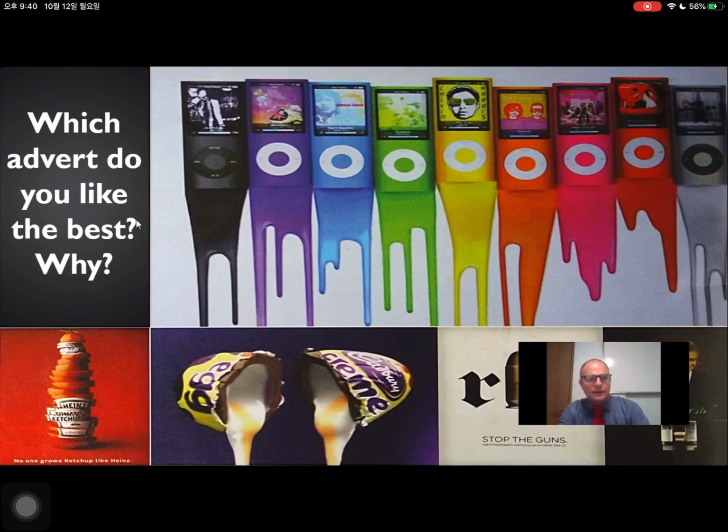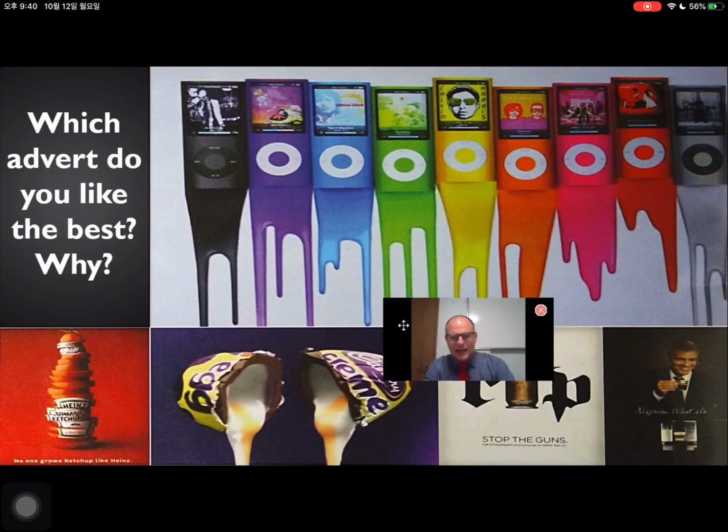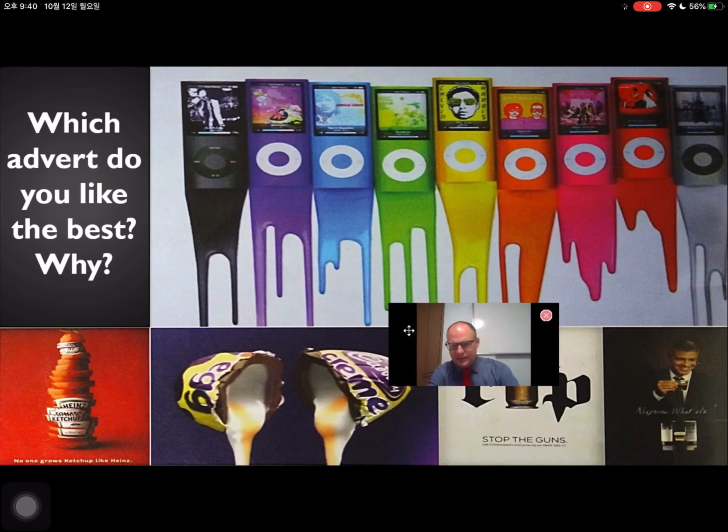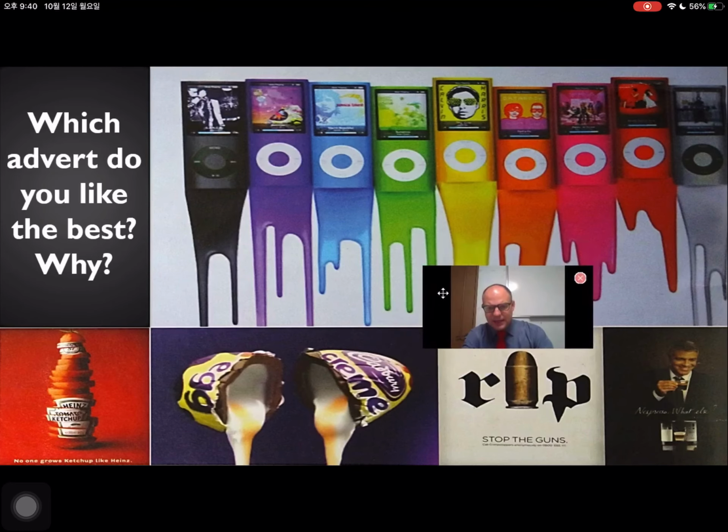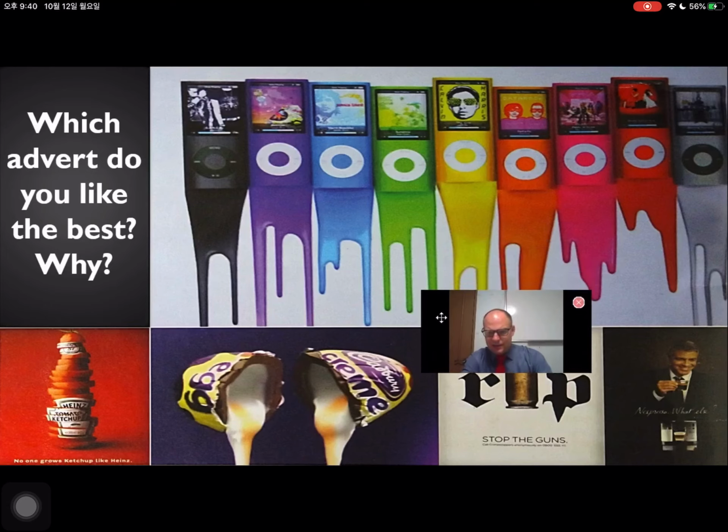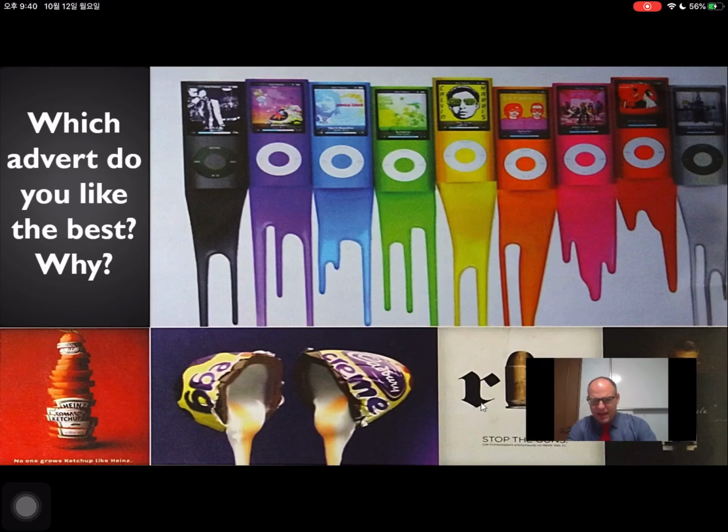So in your book, which advert do you like the best and why? So you got George Clooney doing Nespresso, you got Stop the Gun, so with the bullet, some kind of anti-gun lobby probably. You've got Cadbury's Cream Egg, you've got Heinz Ketchup, and you've got Apple there. So which one do you like and why? For me personally, I think the Heinz Ketchup one jumps out at me.